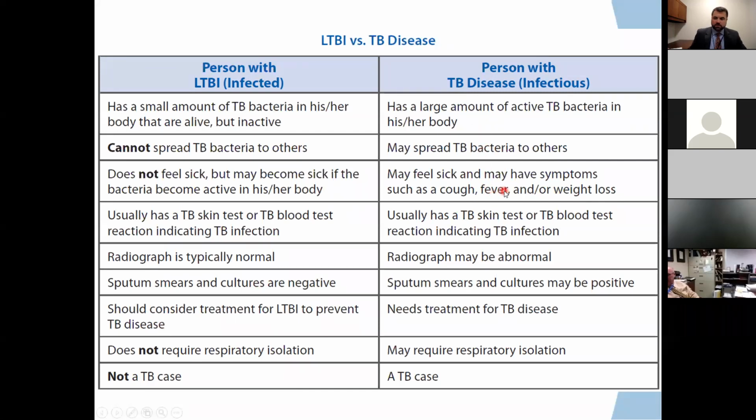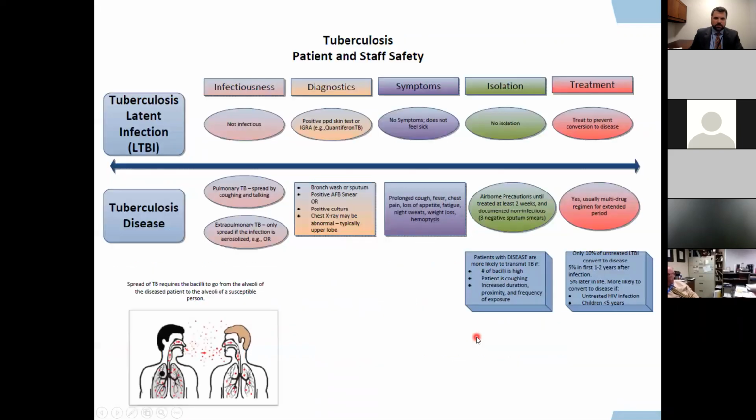They feel sick, cough, fever, weight loss. Usually their TB skin test is positive, but maybe negative. X-rays are usually abnormal with a cavitary lesion. Classically, it's a cavitary lesion. They need treatment for TB, and they're considered a case. They're considered a TB case when they have active disease. And here, this again shows the difference between latent and active disease. So infectiousness, latent TB is not infectious, where active TB is, by coughing and talking.